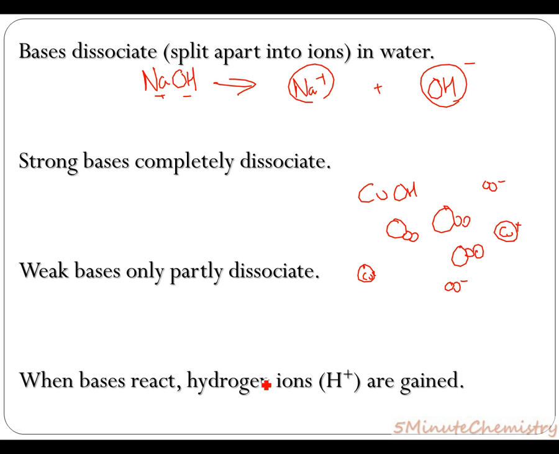When bases react, hydrogen ions are gained. So this is something that we need to understand here. If, for example, I have hydrochloric acid and I combine that with my sodium hydroxide, when they come together, what we're going to find is that the hydrogen that's lost by the acid is going to be picked up by the sodium hydroxide. So the end result is this OH attracts the H and makes water. And then what's left over, the sodium and the chlorine, will get together as salt in solution.